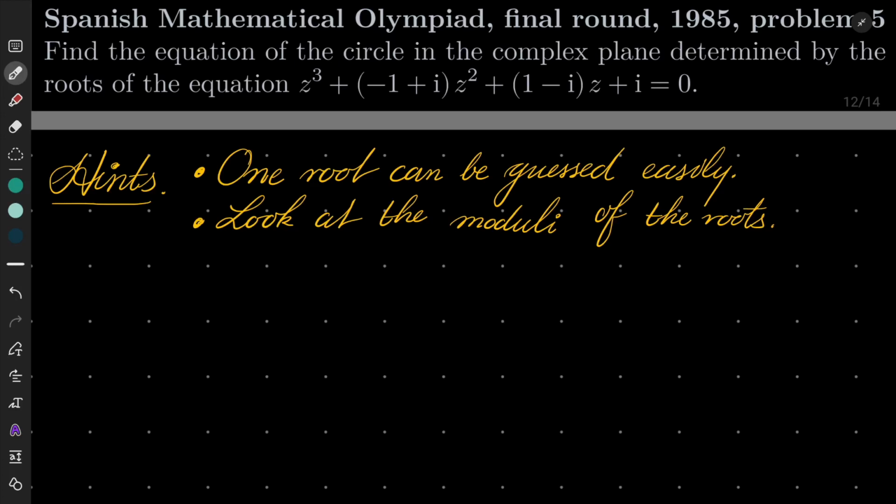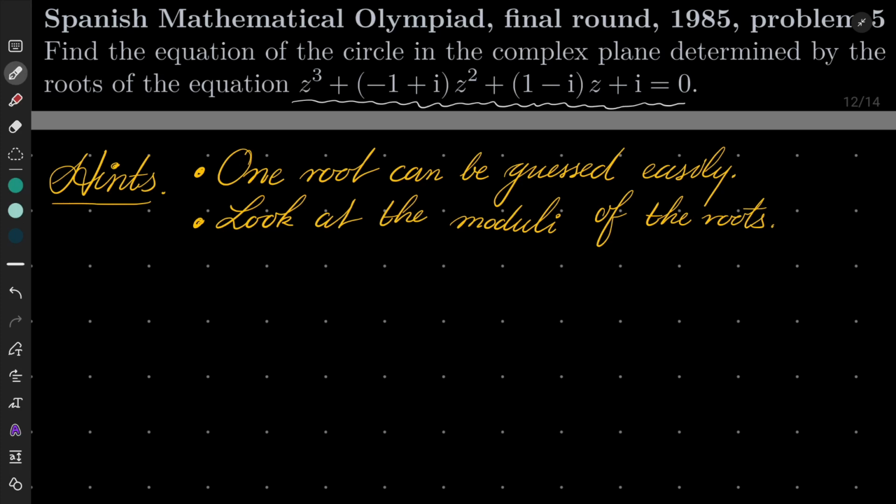Hello friends, in this video I'd like to solve the following problem from the Spanish Mathematical Olympiad final round 1985, problem number 5, about complex numbers. We wish to find the equation of a circle in the complex plane determined by the roots of this equation: z cubed plus (minus 1 plus i) z squared plus (1 minus i) z plus i equals 0, where i stands for the imaginary unit. So it's such a number that i squared equals minus 1.